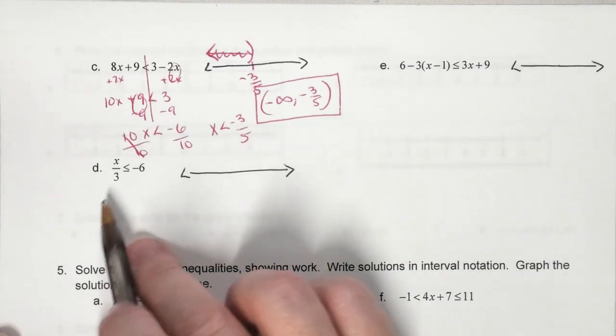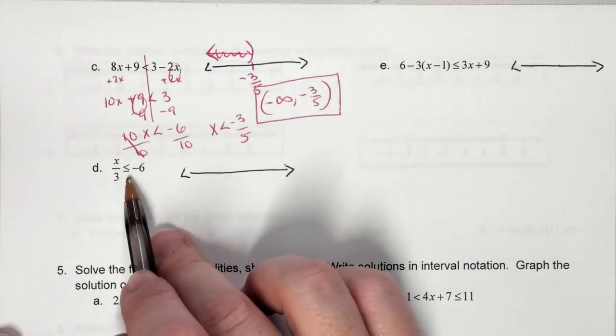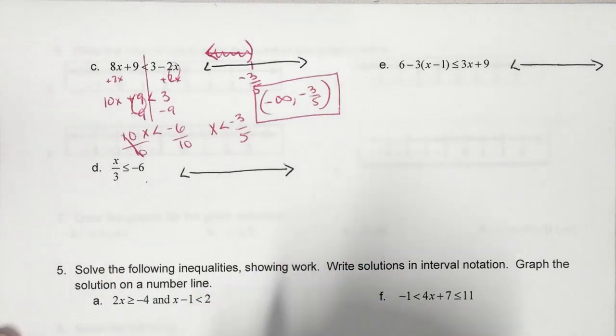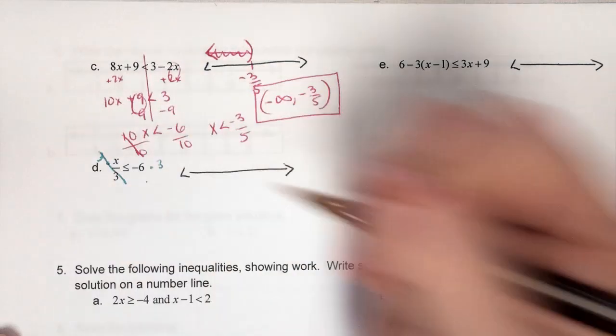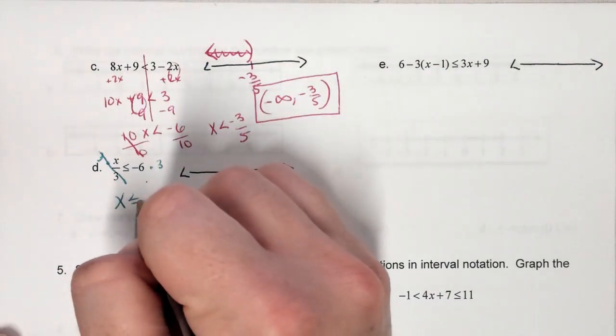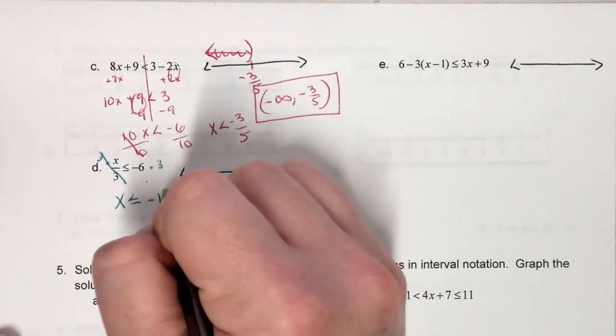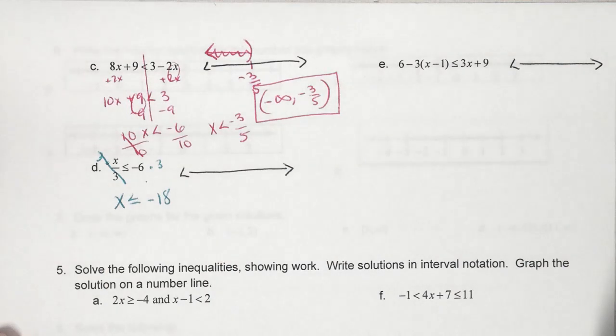Okay, on D, we have x divided by 3 is less than or equal to negative 6. The way we get rid of divide by 3 is we multiply by 3, so we're going to multiply both sides by 3. That cancels that 3, and we're left with x is less than or equal to negative 18. And we're done.